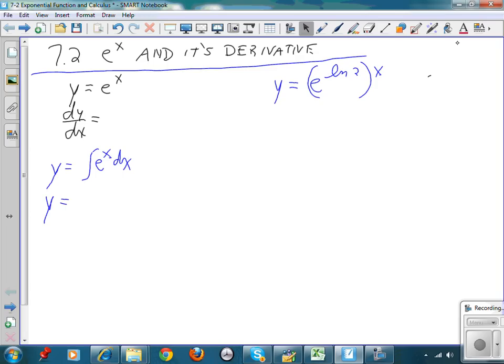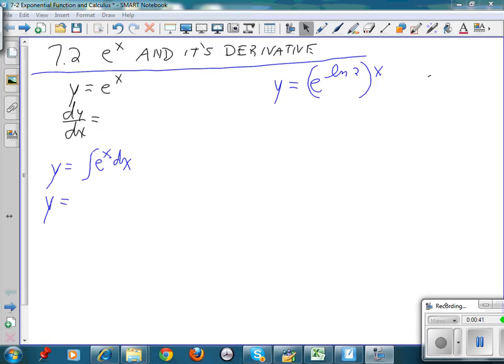Okay, so anyway, let's get going with the exponential function here, e to the x and its derivatives. And in the previous video, you saw the graph of this function. You have to know what it looks like. This is a function you should know and be able to draw.